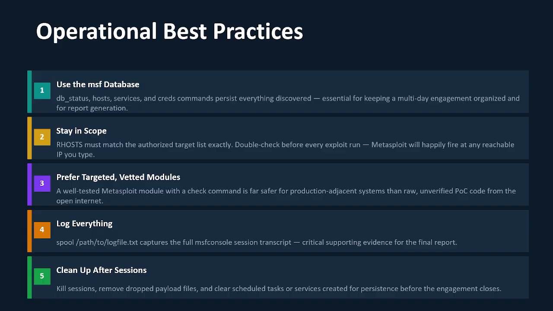A well-tested Metasploit module with the check command is safer than raw, unverified proof of concept code. Again, you want to test it on your VM. You want to effectively create a mirror of whatever you want to attack as well as you can. Make sure that stuff works on that, and then try it on the actual system. Ultimately, log everything and document everything, because having that documentation is proof that if something goes wrong, you did it a specific way that should not have caused that.